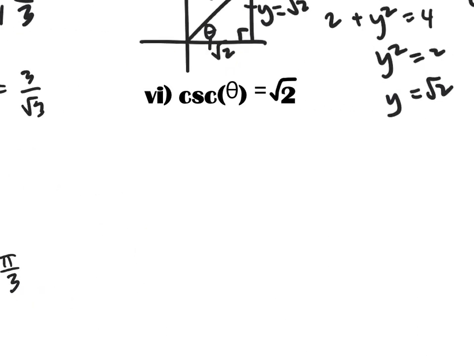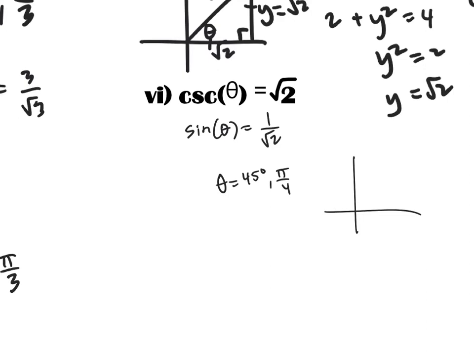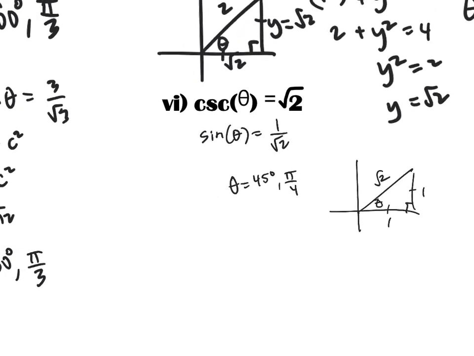Okay, cosecant of theta is root 2. That means the sine of theta is equal to 1 over root 2, which should immediately tell you pi over 4 or 45 degrees, but I will plot it just to be safe. Okay, so if the sine of theta is 1 over root 2, here's theta, 1 over root 2 over the hypotenuse. If we use the Pythagorean theorem, we would end up seeing that that side is also 1, telling us we've got ourselves a 45, 45, 90 triangle. Okay, guys, some good stuff there.